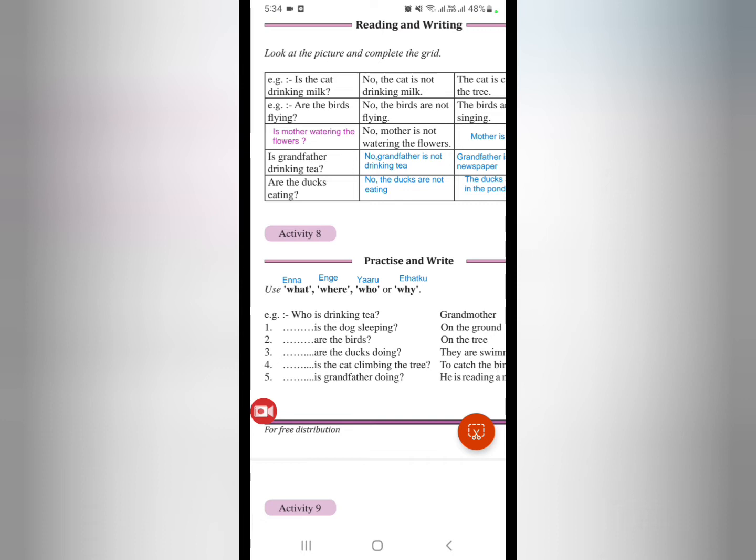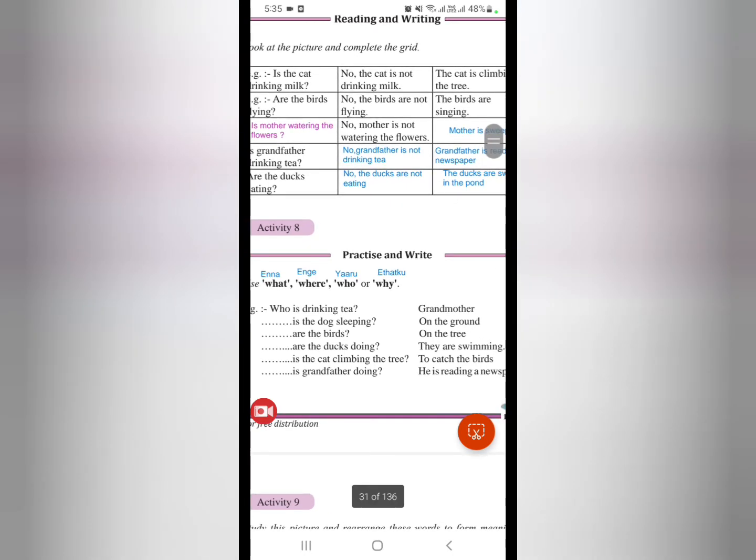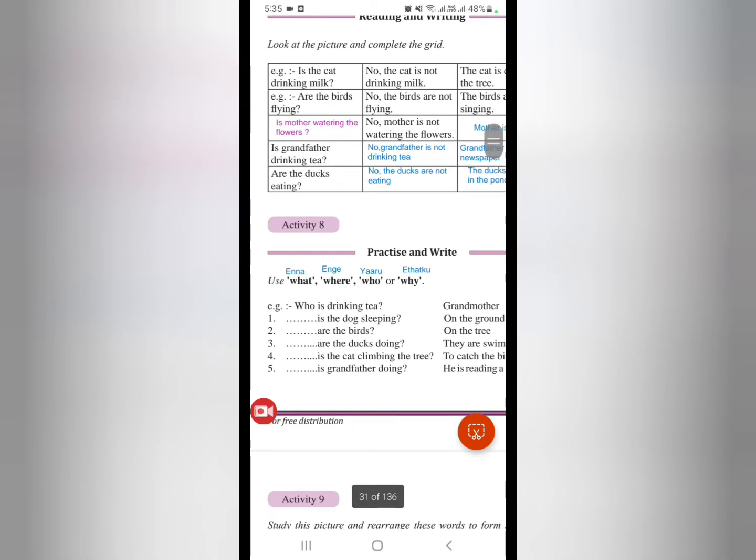Okay. Then what are the birds? You know, bird, what is that? We use what to define a word. But they had given the word. Then will you say what are the birds and will you reply as on the tree? No. They had illustrated a place. Then you should use where are the birds.